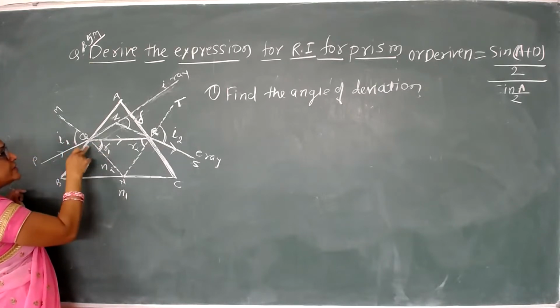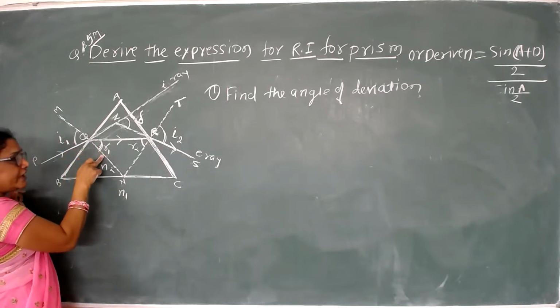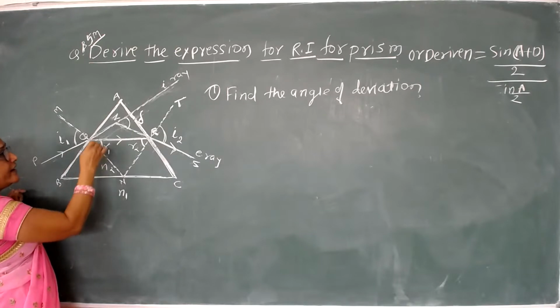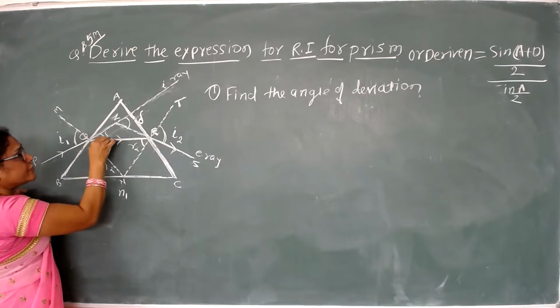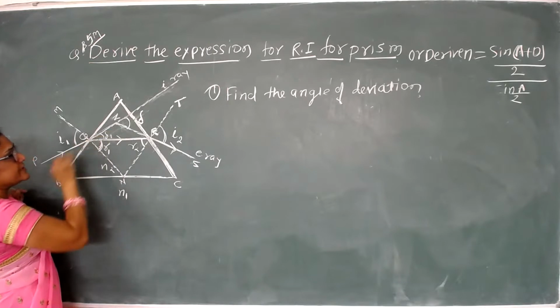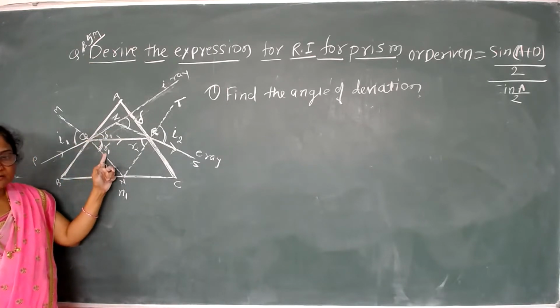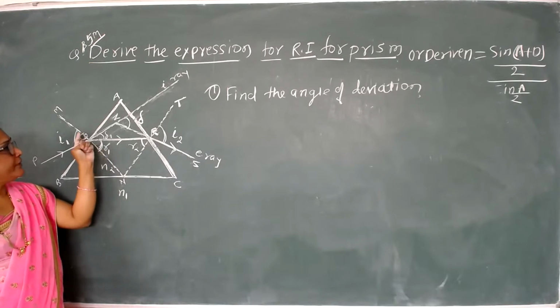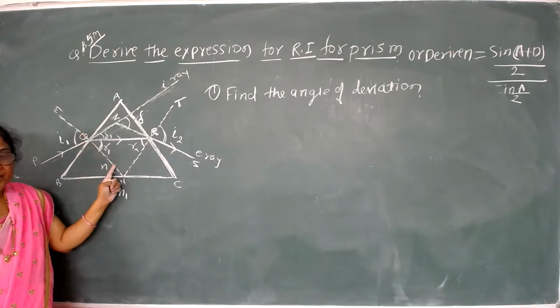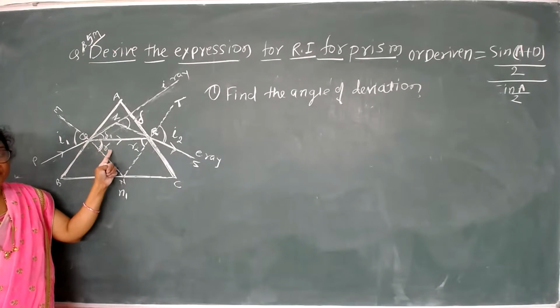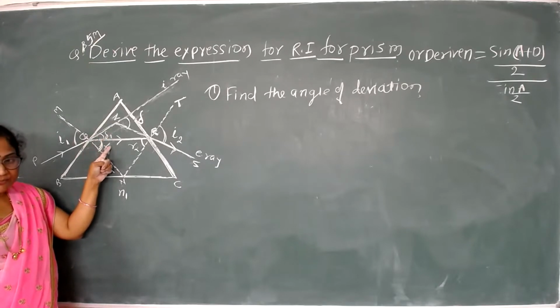Then the angle found between the incident angle and the refracted angle is known as the angle of deviation delta, and suppose we consider it as delta 1. In the last period we studied that the angle found between the incident angle and the refracted angle is known as the angle of deviation. So this is delta 1.